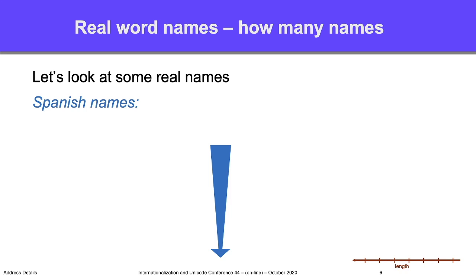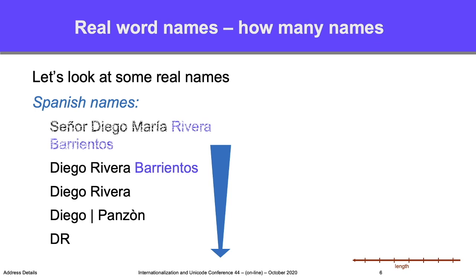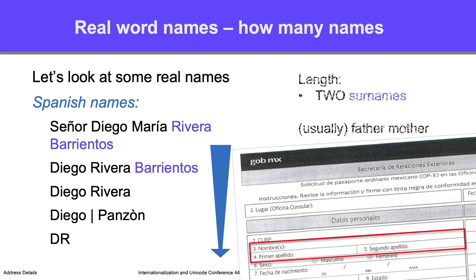Spanish names also have to deal with length, although it's slightly different. Looking at a famous person, Diego Rivera, his nickname is Panzón, if some happen to know that. But if you're dealing with his legal name, it's not Diego Rivera, but it's Diego Rivera Barrientos, or his full name, Señor Diego María Rivera Barrientos. If he's filling in his name on an official government form, it's required to be able to enter two last names or two surnames, the primer apellido and the segundo apellido. So usually the father's surname followed by the mother's surname.